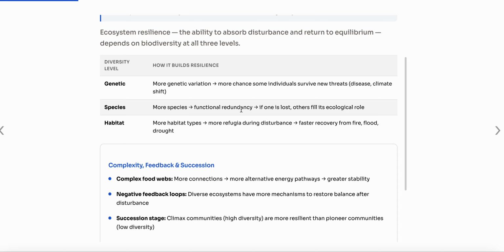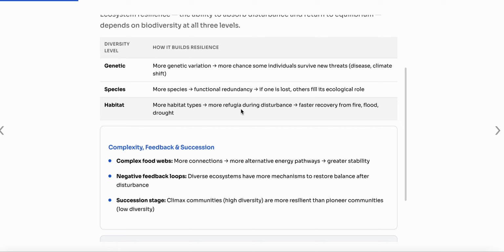maintaining the resilience, because more genetic variation means there is more chance that some individuals survive new threats. If you have more species, then it is possible that if one species is lost due to any reason, others will fill its ecological role. And if you have more habitat types, then there is a high chance that it will recover faster from fire, flood, or drought conditions.